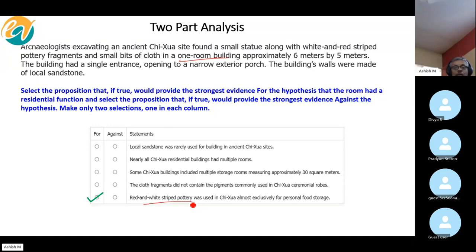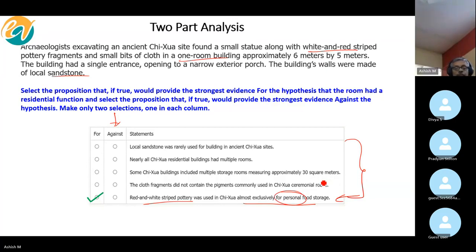Red and white striped pottery, which by the way they have found, right? White and red striped pottery, almost exclusively used for personal food storage. Personal. So obviously then it makes sense that if this is true, then there is a strong reason to believe that this room was used for residential purposes, right? All right. Now let's come to this one. Which of the following, if true, would strongly lend a reason to believe that this room was not used for residential function?